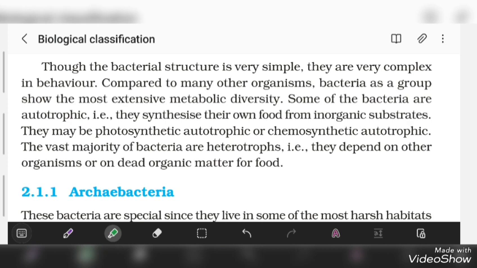in that they synthesize their own food from inorganic substances. They may be photosynthetic autotrophic or chemosynthetic autotrophic. The vast majority of bacteria are heterotrophs, that is, they depend on other organisms or on dead organic matter for food.